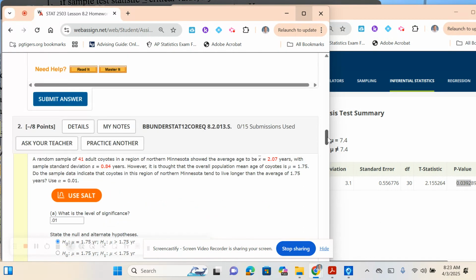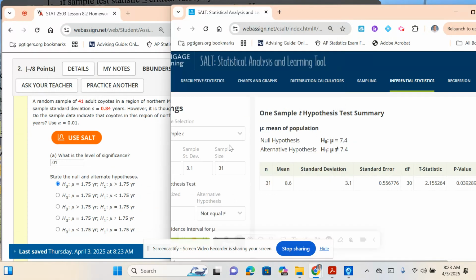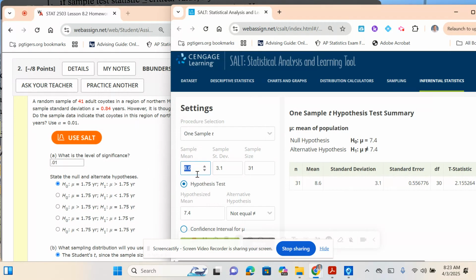What's the value of the test statistic? You can click use SALT. I can use my SALT window I already have open. I'll change this here. 2.07. 0.84, sample size 41. And then my hypothesized mean is 1.75. And I'm trying to prove greater than, so my alternate's greater than.